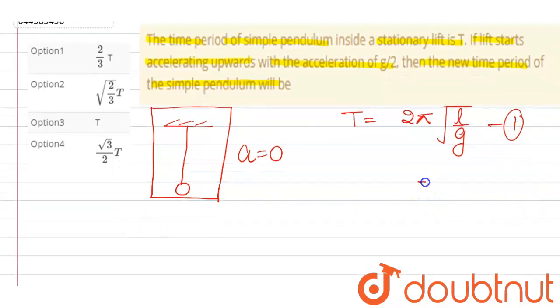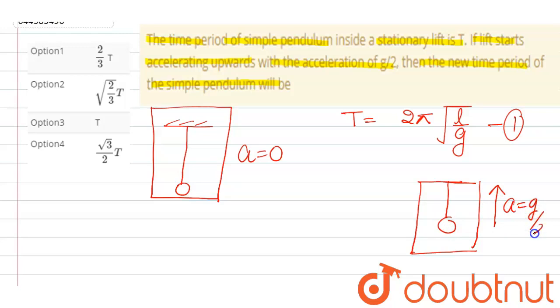Now in the second condition it is written that inside the lift the simple pendulum is present and the lift is moving upward with acceleration g by 2. So the bob will experience this acceleration downwards in the form of pseudo force, and now the net acceleration will be g plus g by 2. That means it will be 3g by 2.